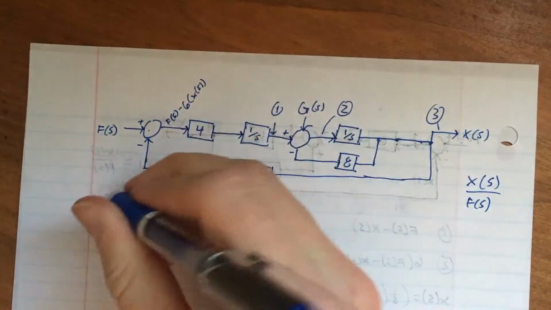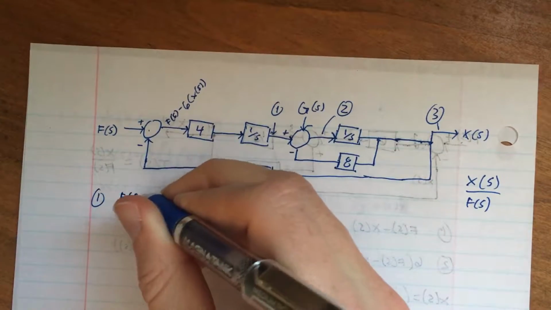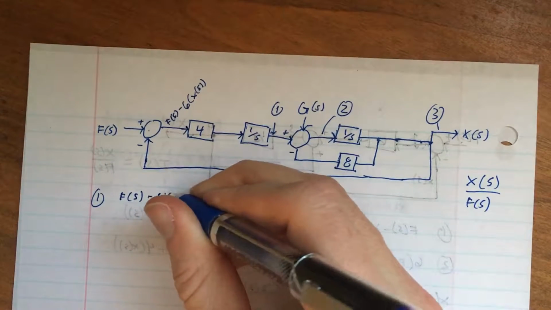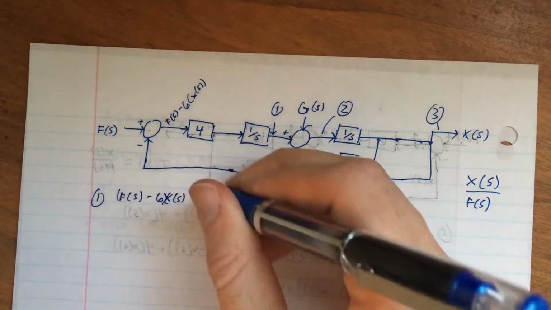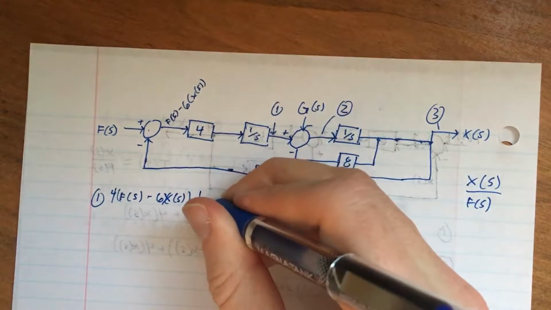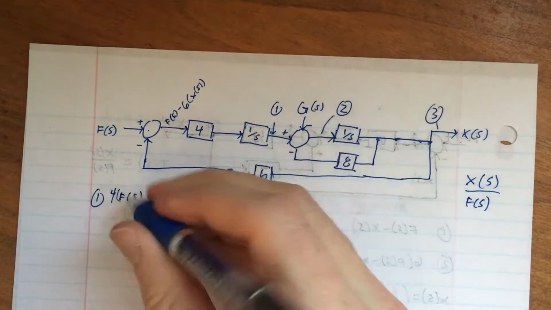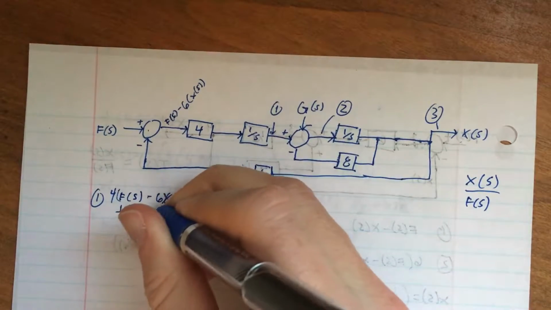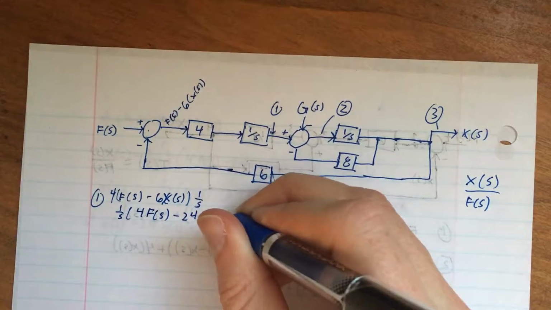So at point 1, we are going to have F(s) minus 6X(s), and that whole thing is going to be times 4. And then we're going to multiply it by 1 over s. So I'm just going to go ahead and factor that 4 through. So what we have is 1 over s times 4F(s) minus 24X(s).